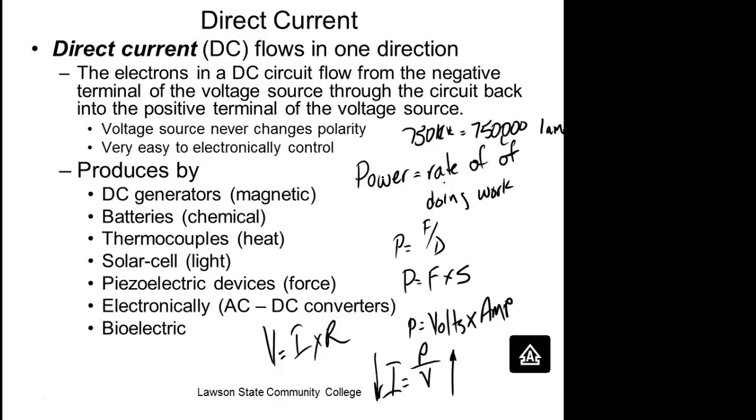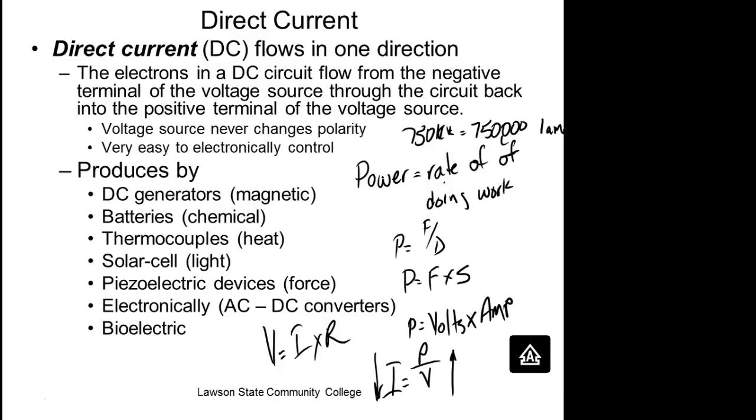We call it a power supply, right? You understand that? Or a power source is what we use. So DC, the electrons in the DC circuit flow from the negative terminal to the positive source through the circuit and back into the positive terminal of the voltage source.